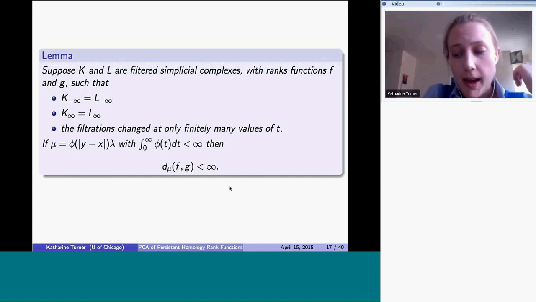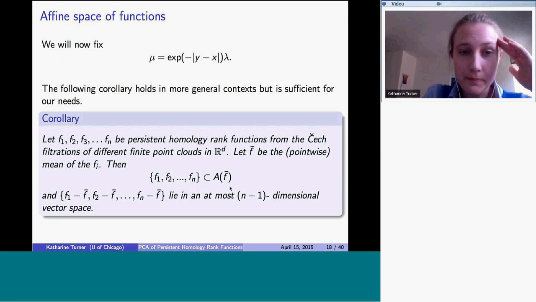We're going to take a phi that is along those lines. Okay, so we'll take our phi, the exponential of minus the distance.